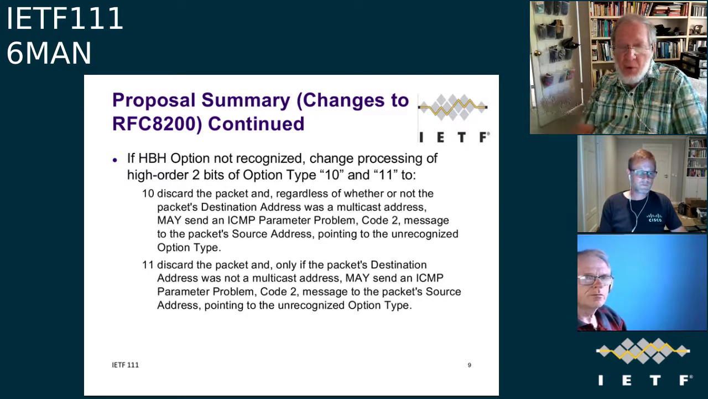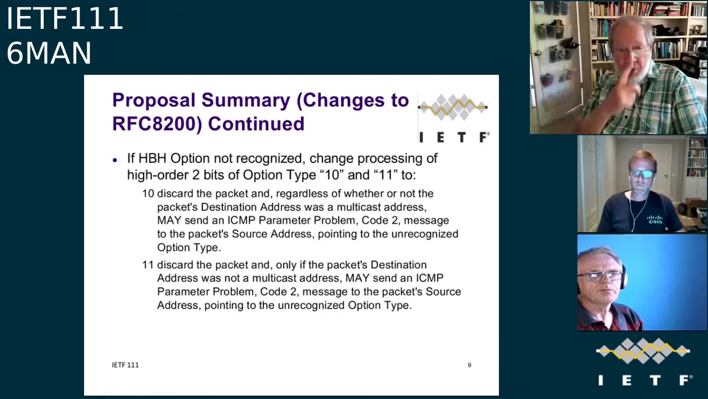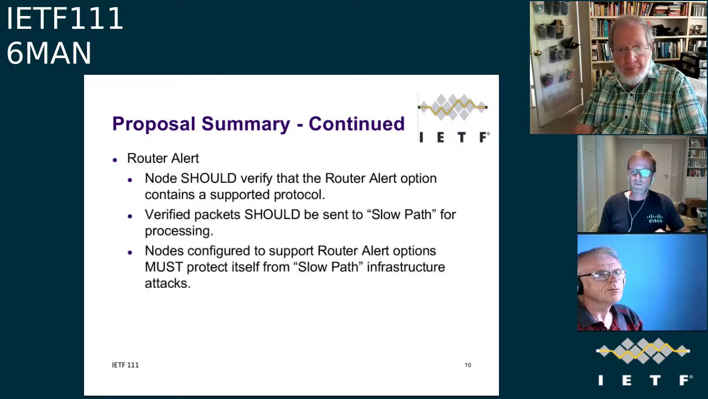The other change was in the 0 draft, we basically eliminated all ability to send an ICMP parameter problem. We got a bunch of comments on that, and so we changed it so that you may send an ICMP parameter problem. So the ability to do that is still there, but you're not required to do it as you are in 8200. We have another comment coming in on this one. Dave, do you have a comment on the previous slide?